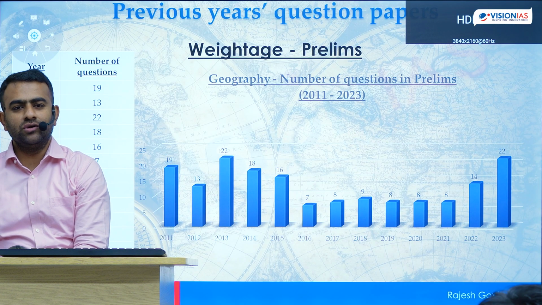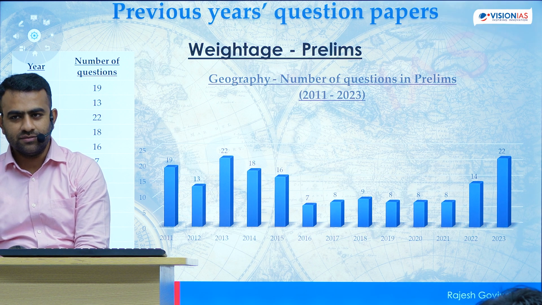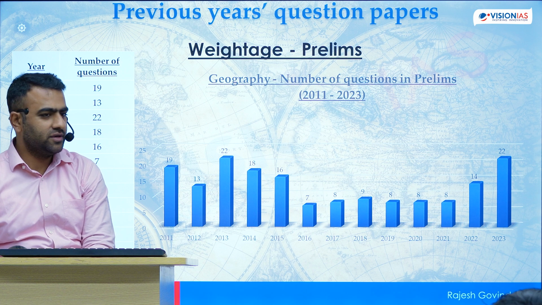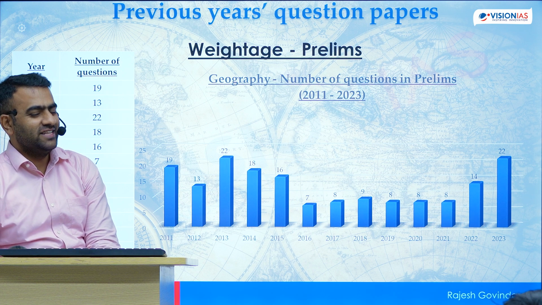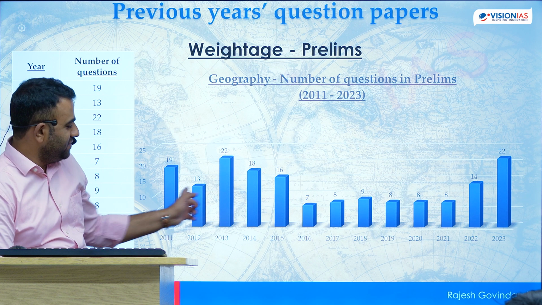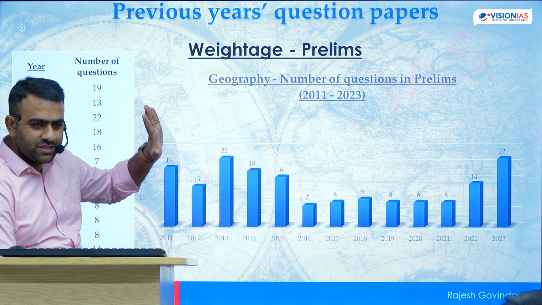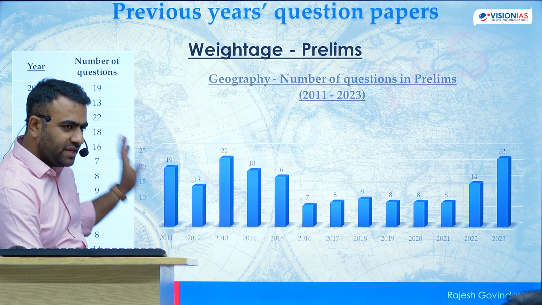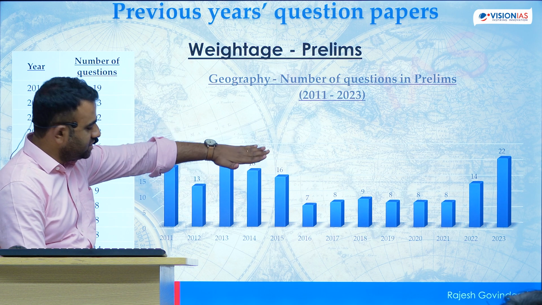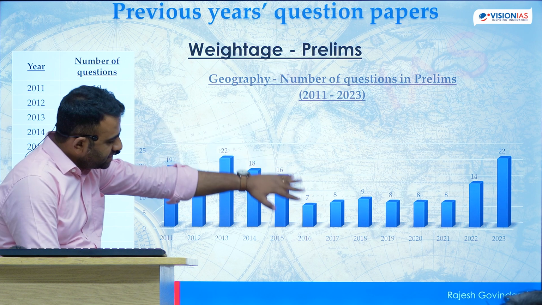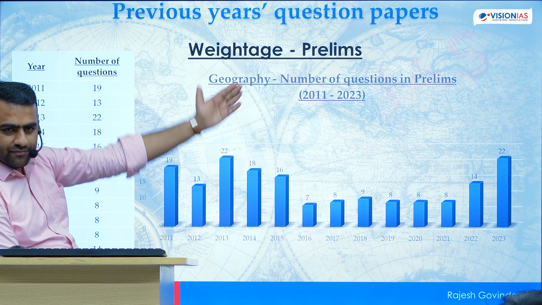This is the weightage of geography in prelims in the last 13 years. Since 2011 the syllabus was changed in prelims, so from then this is how many questions have come in each year, out of 100. Initially there was good weightage, approximately around 20. Then for the next 6 years, it was around 8 to 9. Again it has increased in between.